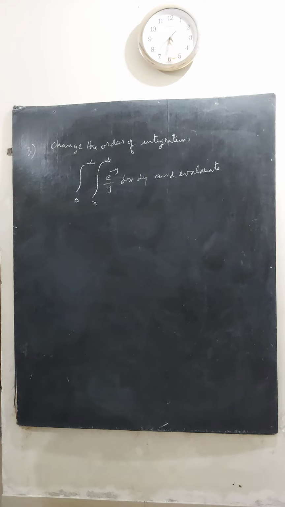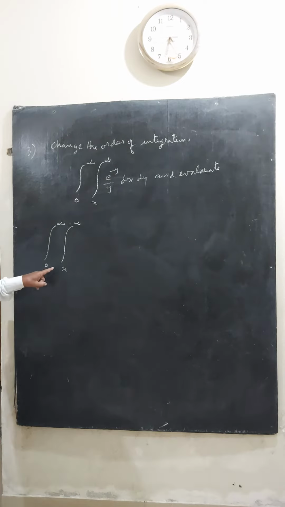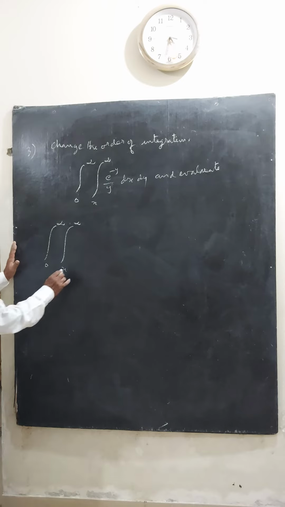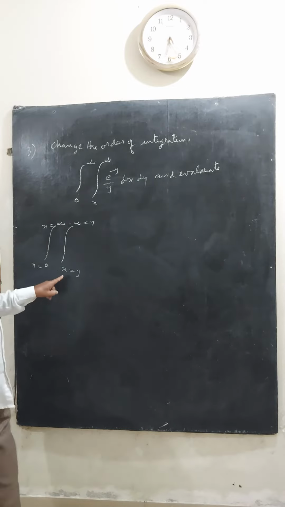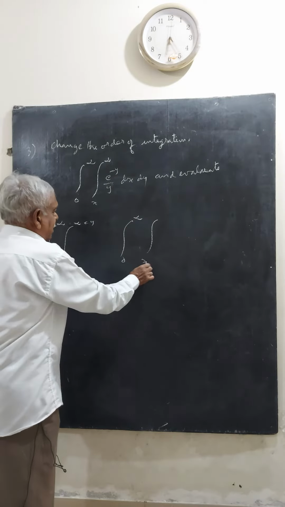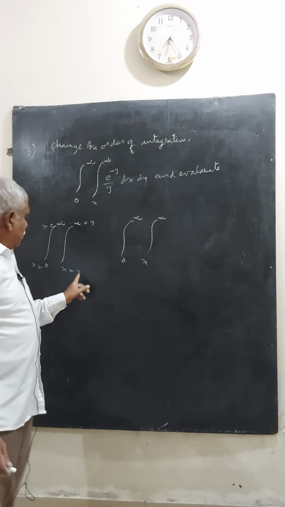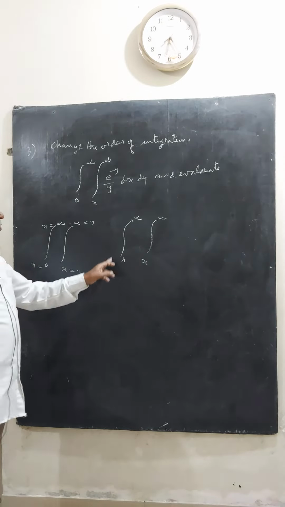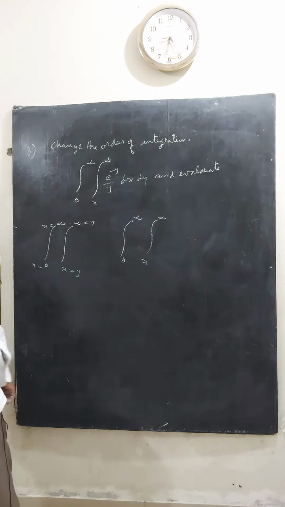Let us draw the diagram initially. Limits 0 to infinity, x to infinity. If the limits are in x, that belongs to y only, so equate it to y. Remaining: x equal to 0, x equal to infinity. This is the method of drawing the diagram. By taking these 4 curves, we can draw the diagram.